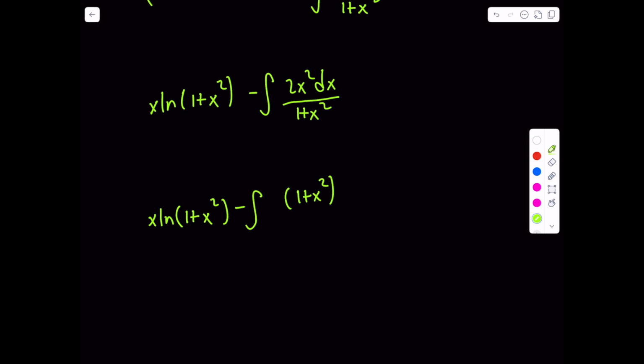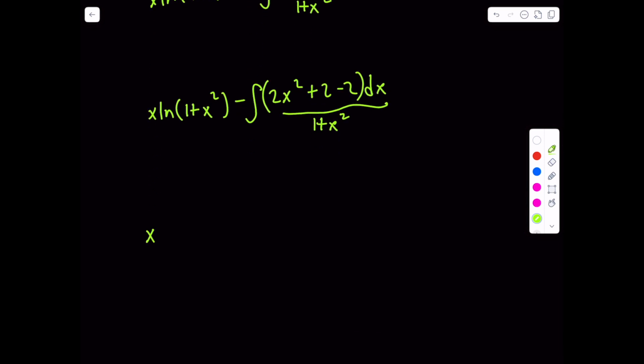Okay, so if you don't catch it, what you've got to do is, let me go ahead and erase this. I'm going to just rewrite 2x squared as 2x squared plus 2 minus 2 dx, because this is actually going to allow us to group terms in such a way where something's going to cancel out. So you're going to get the original expression here on the left.